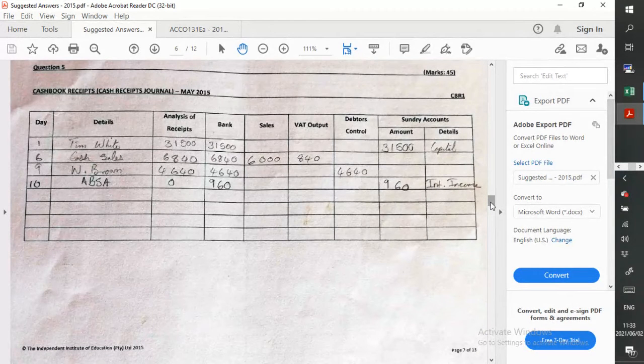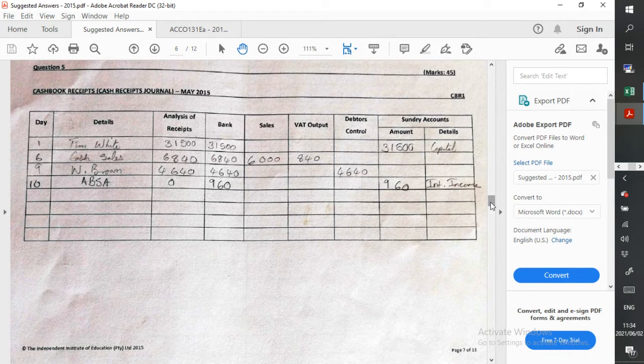Next one, paid TM adverts per check for monthly flyers and marketing material. So this is an advertising expense. It says we paid by check, so this is CPJ as well. Then it says paid PM Stores, a supplier, by check in settlement of his account. So in other words, we paid our suppliers, our creditors. Okay, no problem there.